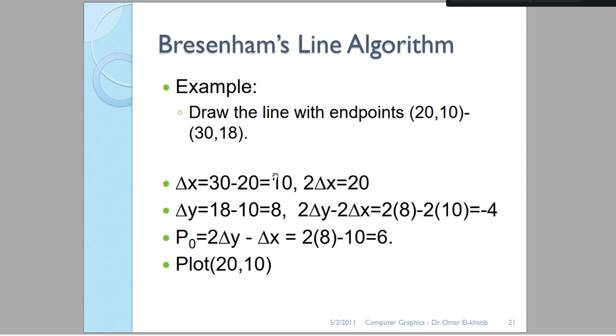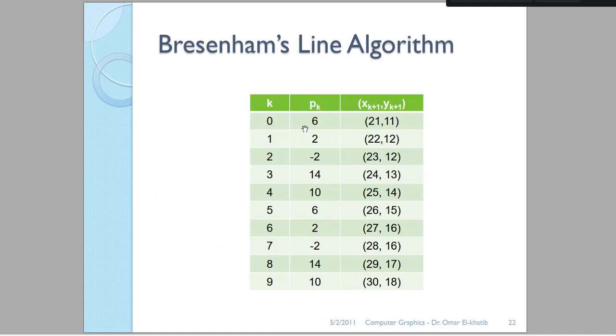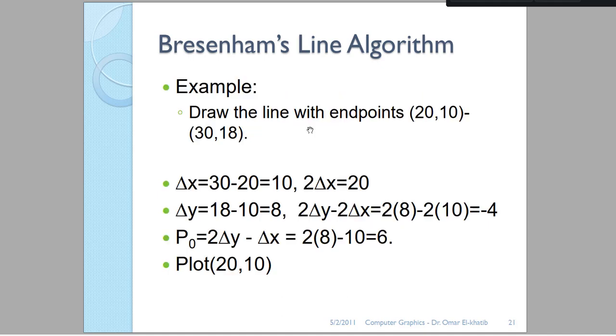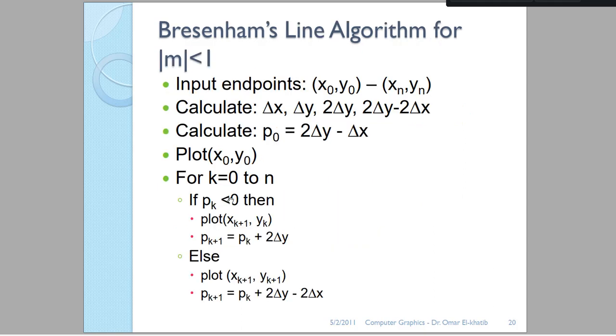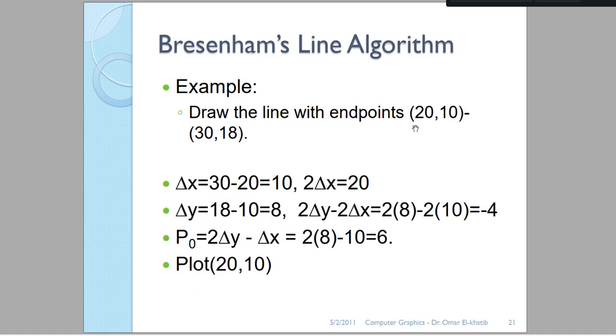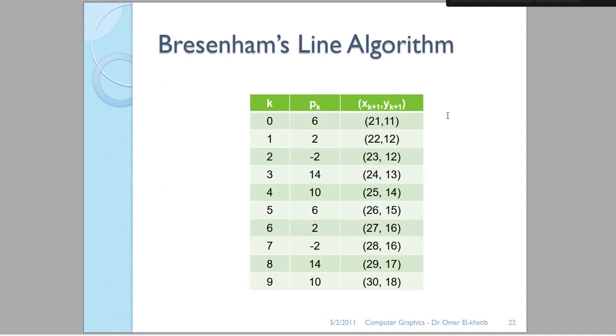First we have p0. P0 is 2 delta y minus delta x, which is 6. So here we put 6 for p0. And because the condition is that p0 is not less than 0, it is greater than 0, so we will plot this one. We will increase x and we will increase y. Now x and y was (20, 10). Now we will increase both of them, so that will become (21, 11). So here the first point is (21, 11).